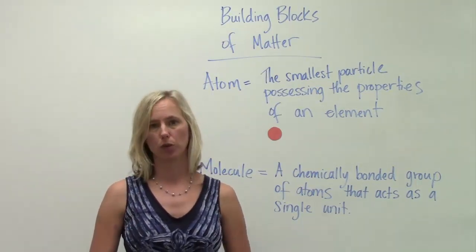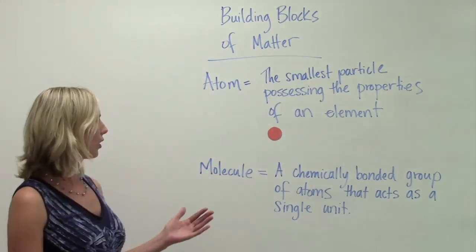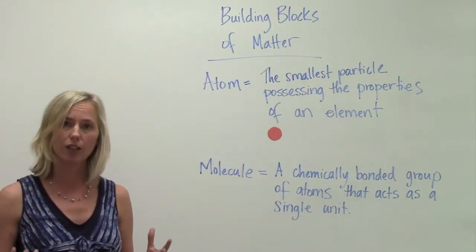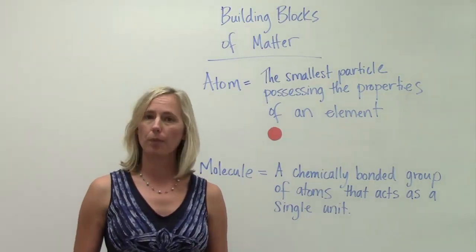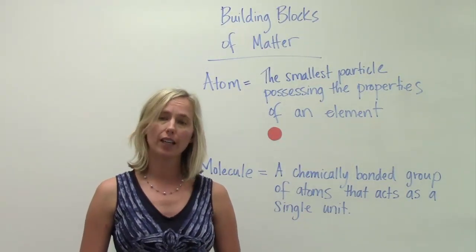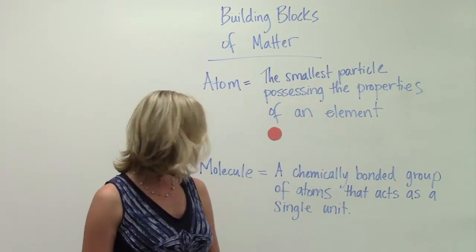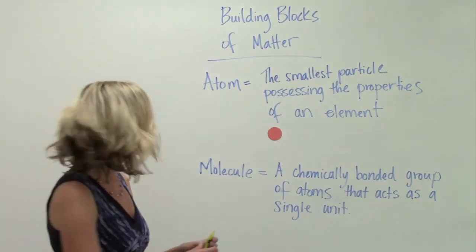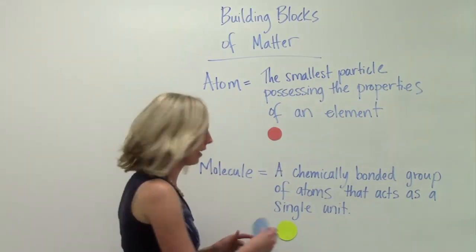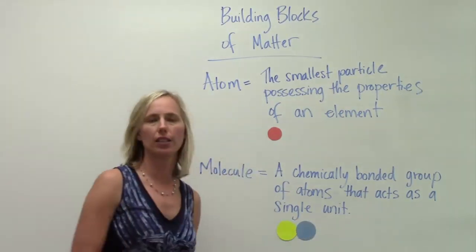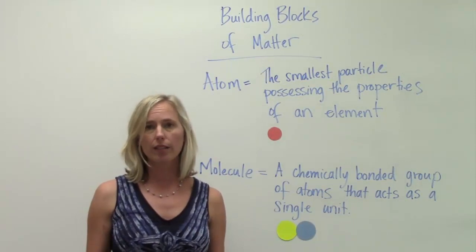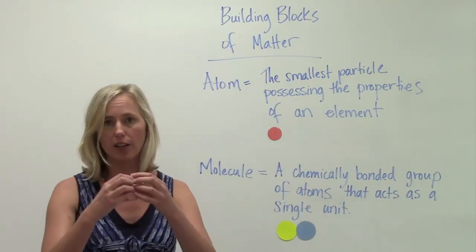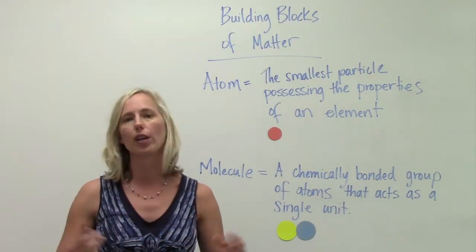So what's the difference between the two? A molecule is a chemically bonded group of atoms that acts as a single unit. If we were to draw a picture of what this might look like on a molecular level, you could draw many different options. We might take a yellow atom and chemically bond it to a blue atom. Now when I say the phrase chemical bond, that means that these two atoms are linked together and it requires energy to pull them apart.